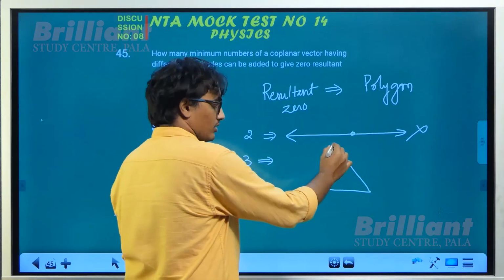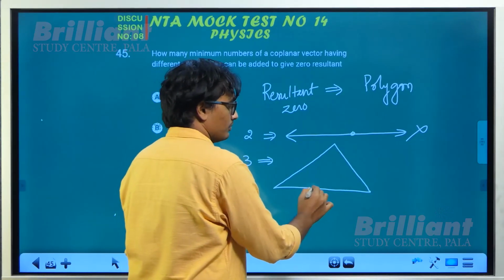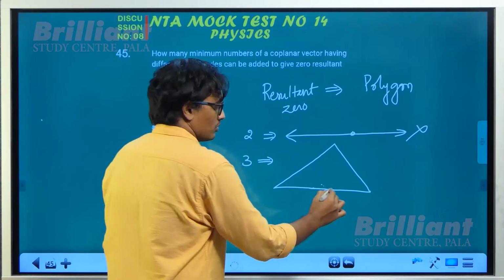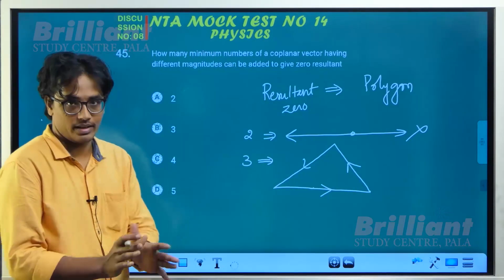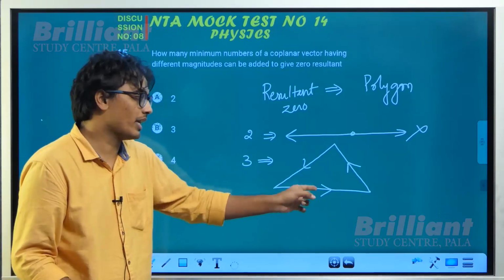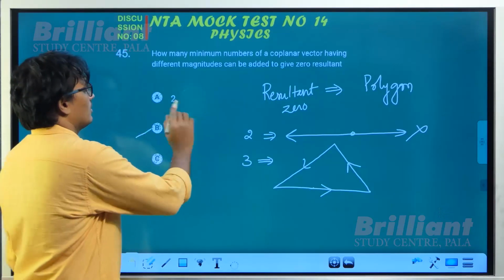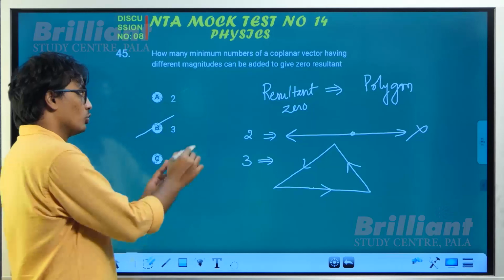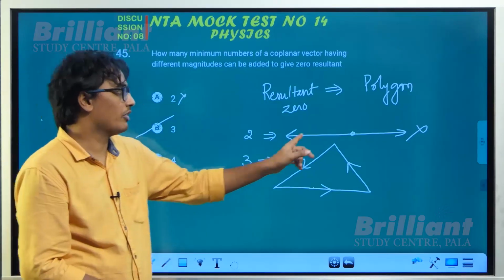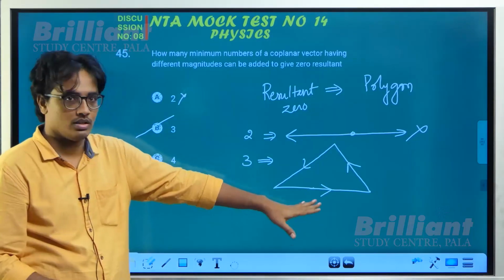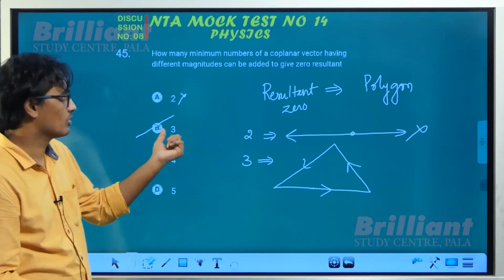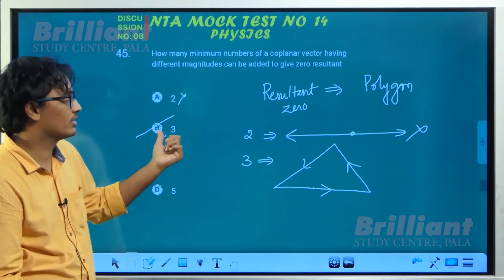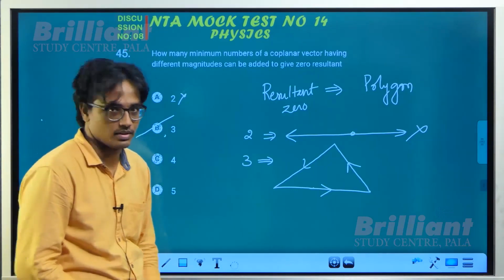Suppose you take 3. Can 3 vectors of different magnitudes form a polygon? Yes, we call it a scalene triangle. So 3 vectors of different magnitudes can form a triangle, so their resultant can be 0. So the answer is 3. With 2 you can never form it with different magnitudes, but with 3 you can form a triangle, a scalene triangle, so its resultant will be 0. So the answer is 3.